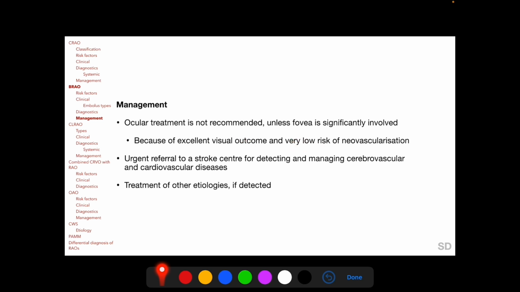As we have discussed, because of excellent visual outcome in the majority of cases, and because of very low risk of neovascularization, ocular treatment is not recommended in the majority of patients with BRAO unless fovea is significantly involved. But like CRAO, urgent referral to a stroke center for detecting and managing cerebrovascular and cardiovascular events is strongly recommended. Treatment of any other etiology, if detected, should also be instituted.